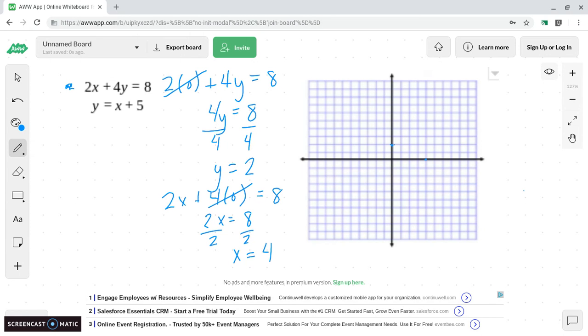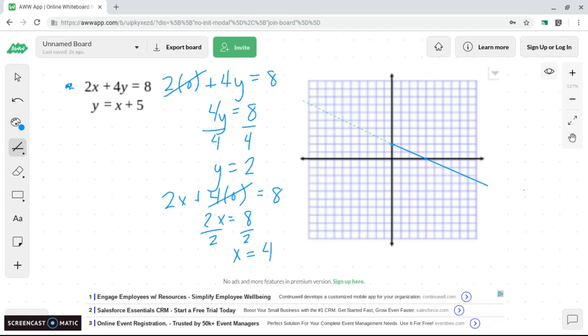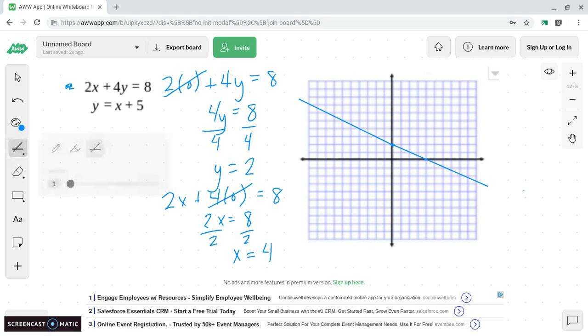And then with those two little dots, we can go ahead and draw a line through them. And we can extend it throughout the whole graph. And so this is one of our lines. That's the first equation.